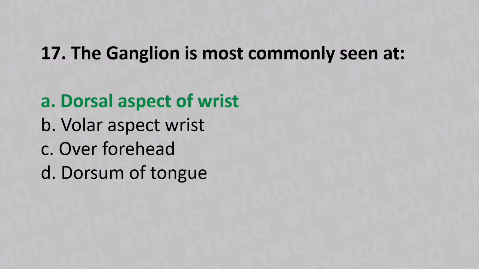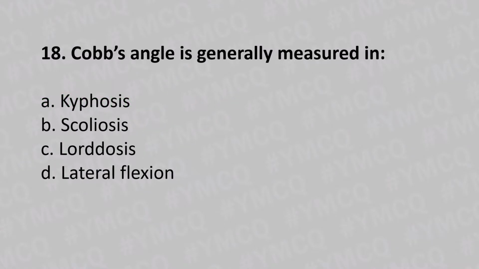Moving to our 18th question. Cobb angle is generally measured in option A, kyphosis. Option B, scoliosis. Option C, lordosis. Option D, lateral flexion. And the answer is option B, scoliosis.